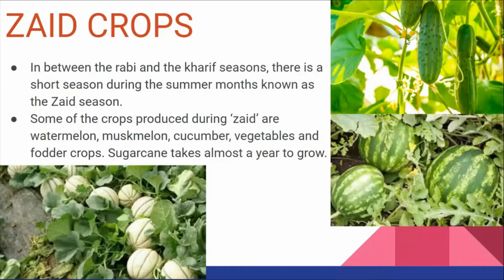Now Zaid crops. There's a short season between the Rabi and Kharif seasons, during the summer months, known as the Zaid season. Some of the crops during Zaid are watermelon, muskmelon, cucumber, vegetables and fodder crops. Sugarcane takes almost a year to grow.